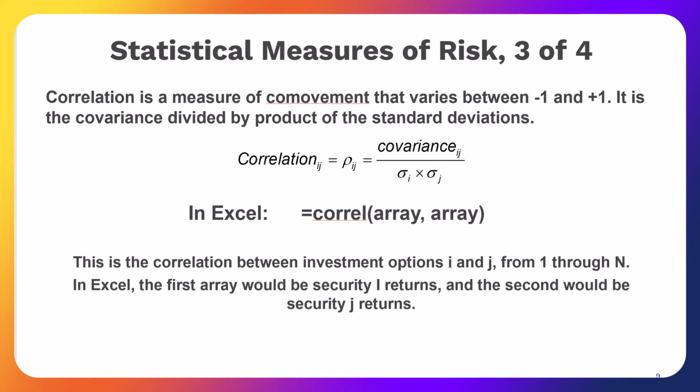So correlation close to -1, like between stocks and treasury bonds, offers the best kinds of diversification potential. And again, using Excel, these calculations of correlation are quite easy to calculate.